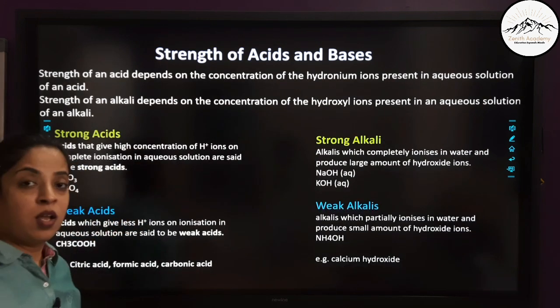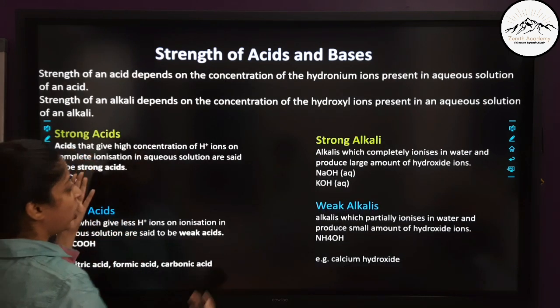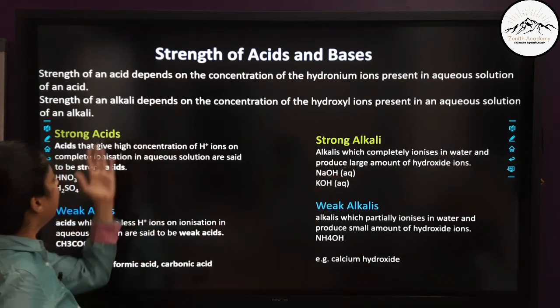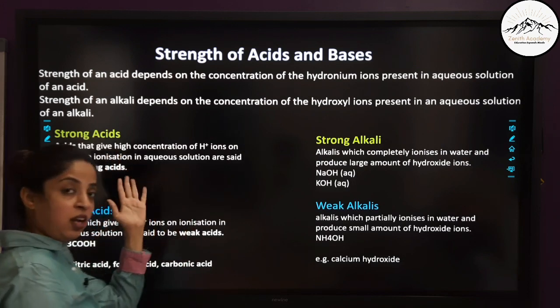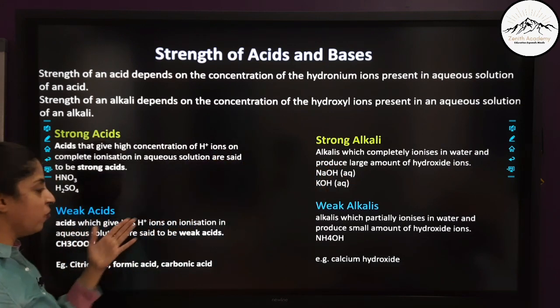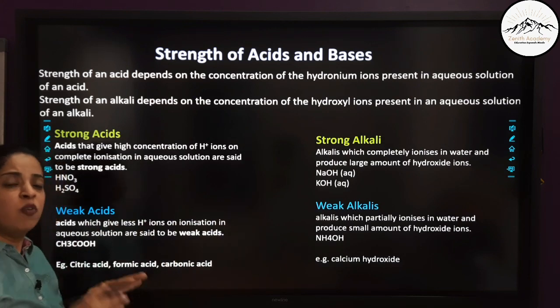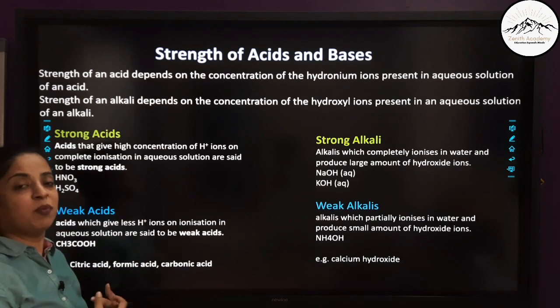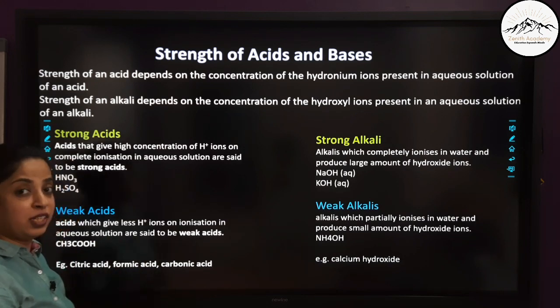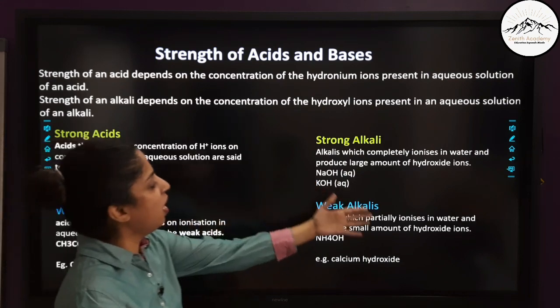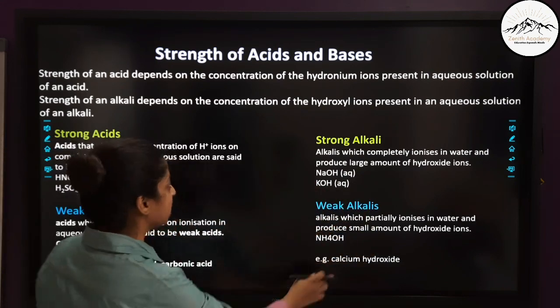I hope it is very clear that strong acids and strong alkalis dissociate completely to give a large amount of ions. Here it will give hydronium ions and here it will give hydroxide ions. Whereas weak acids and weak alkalis are those which dissociate partially. So in the solution there will be ions and there will be undissociated molecules. Here the number of H3O plus ions and OH minus ions will be less.